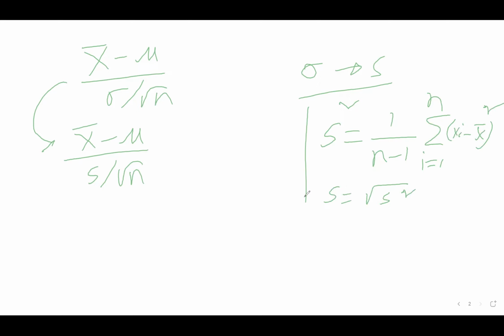Now what is the distribution of this? S is a random variable, right? Because S is a function of X. In the formula of S squared, we have different x's, all the x's here. So that means this is also a random variable. In the previous case, the only random variable was X bar. It was only random.